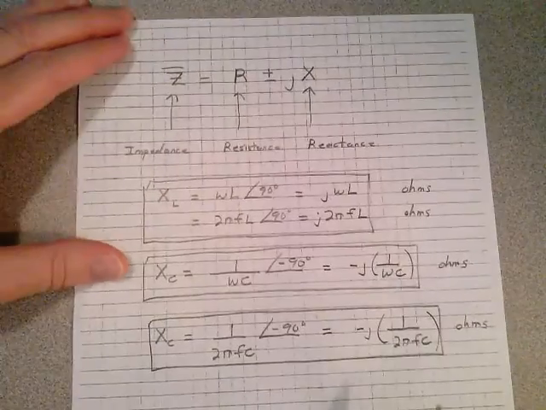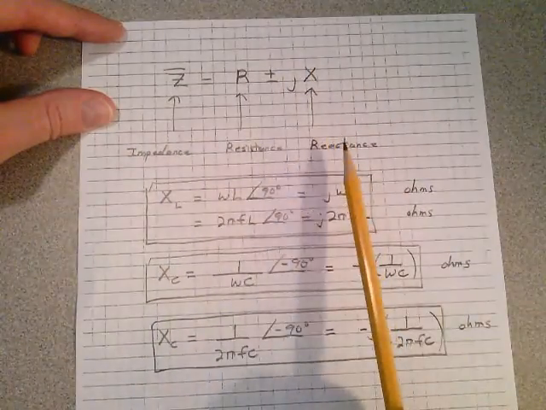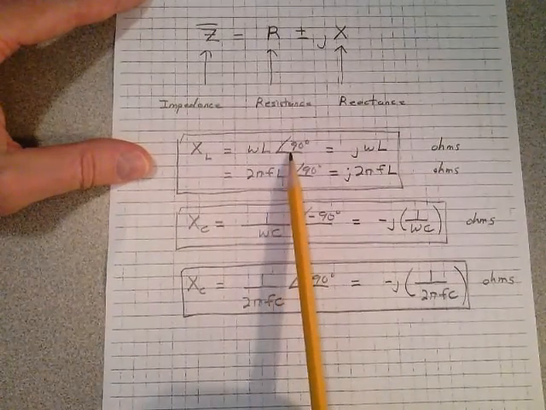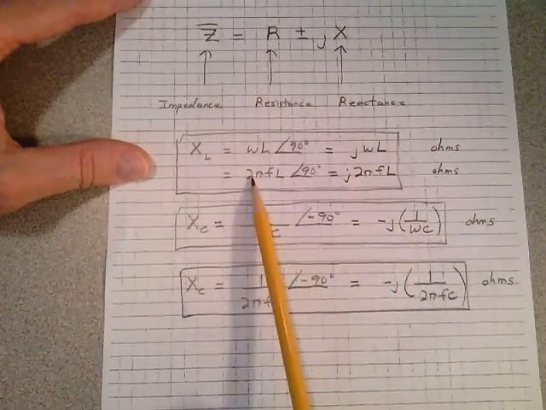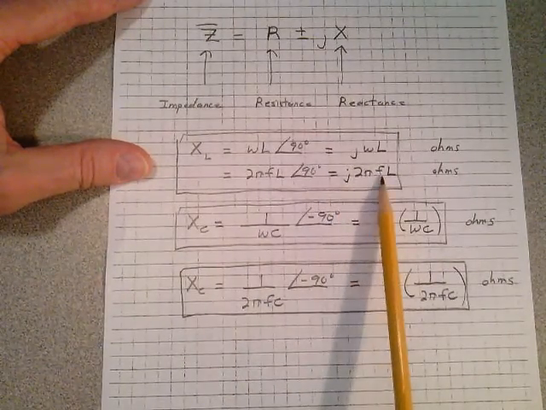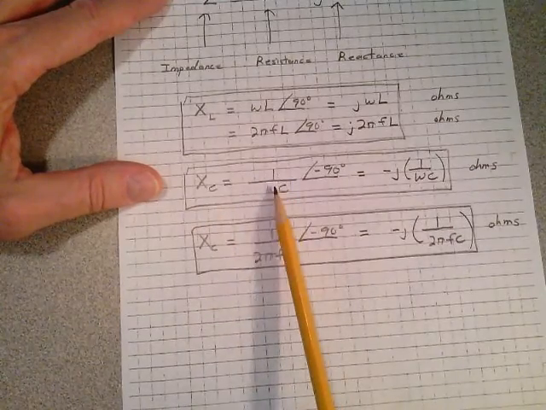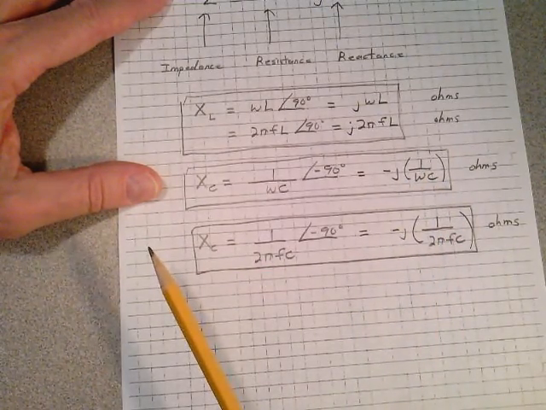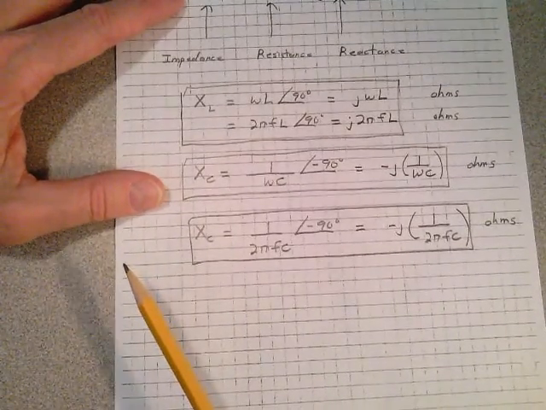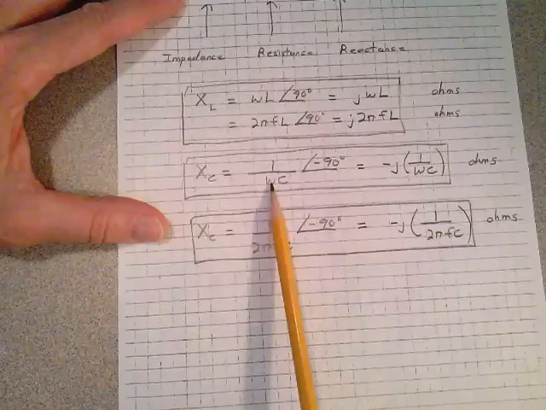In summary, what we're going to have to use from this point forward, and these are just equations you write down, is that impedance is always going to be comprised of a real part and an imaginary part. The real part is resistance. The imaginary part is reactance. We know that X sub L is equal to omega L at an angle of 90 degrees. That's in polar form. In rectangular form, it's j omega L. You can go from here to here and here to here. In terms of frequency, it's 2 pi f L at an angle of 90, equal to j 2 pi f L in rectangular form. Same thing with X sub C. X sub C is equal to 1 over omega C at an angle of minus 90 in polar form. In rectangular form, it's minus j times 1 over omega C. Or you can do it in terms of frequency like I did up here, where omega is 2 pi f. I'm just replacing omega with 2 pi f.